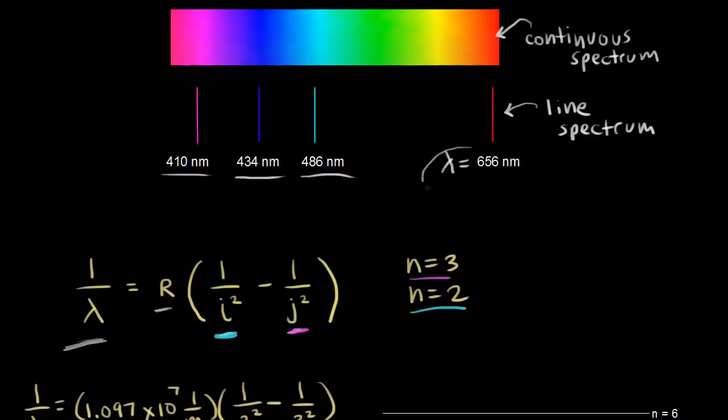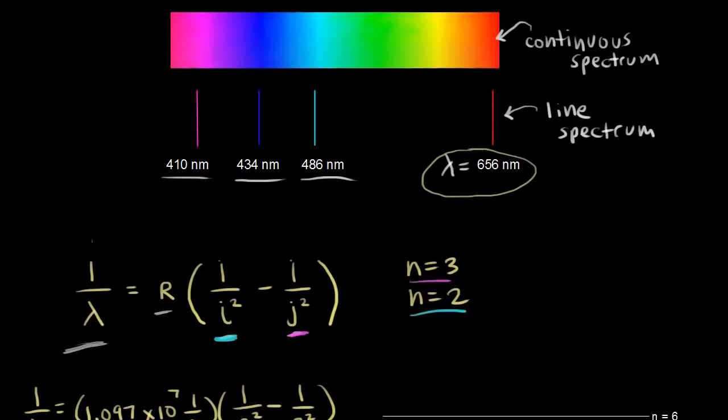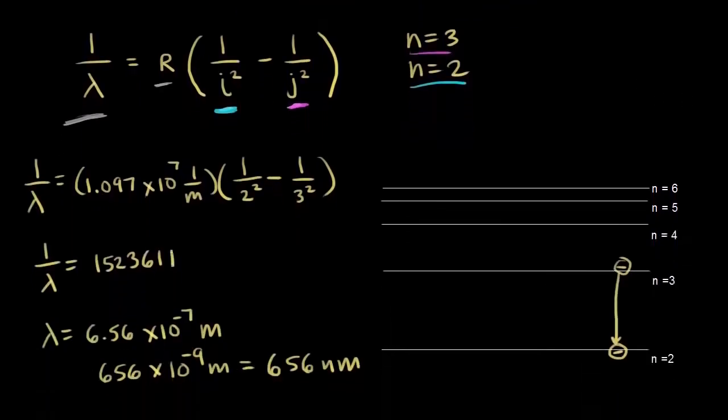656 nanometers is the wavelength of this red line right here. So that red line represents the light that's emitted when an electron falls from the third energy level down to the second energy level. So let's go back down to here and let's go ahead and show that. So we can say that a photon of red light is given off as the electron falls from the third energy level to the second energy level. So that explains the red line in the line spectrum of hydrogen.